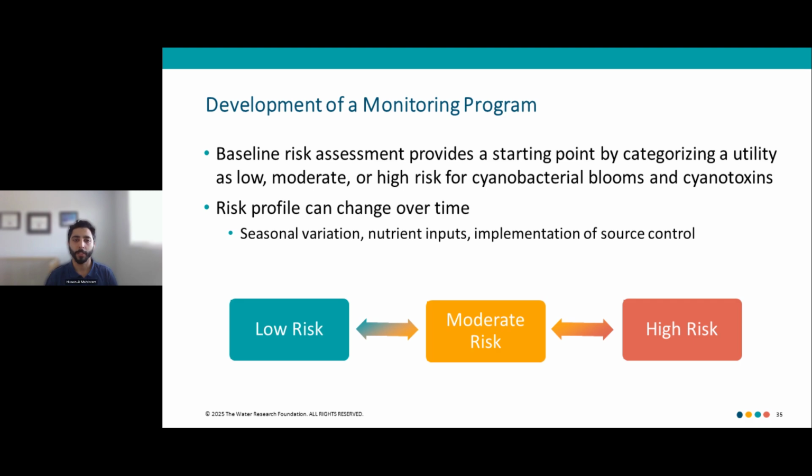We recognize that a utility's risk profile can change over time, be that due to seasonal variation, nutrient inputs, climate change, or changes like implementation of source control where it was not there previously. And that will cause the utility's risk profile to change from low to moderate to high risk. And we've included some of the triggers for how to go between these categories.